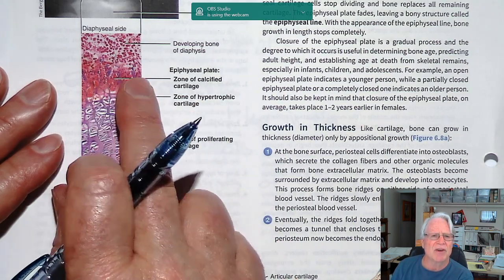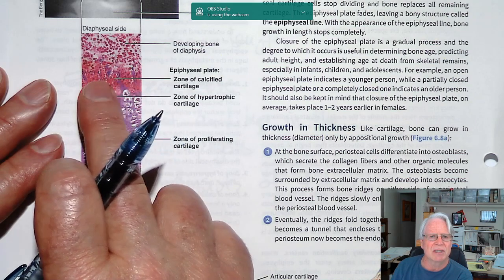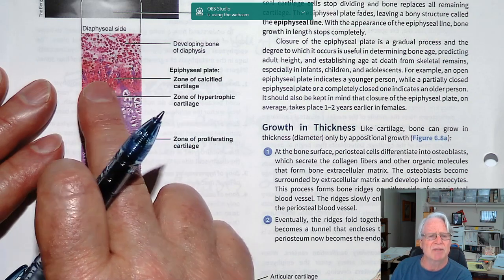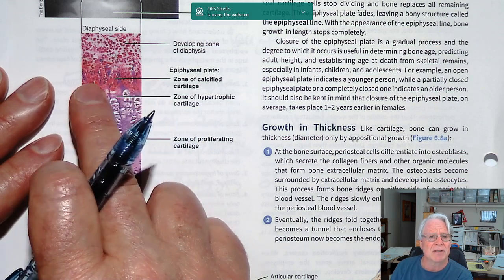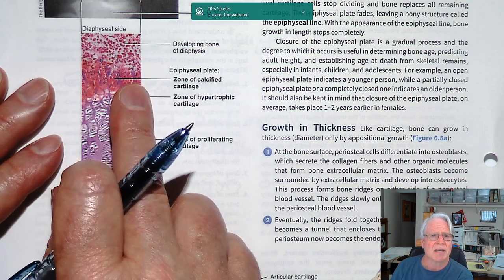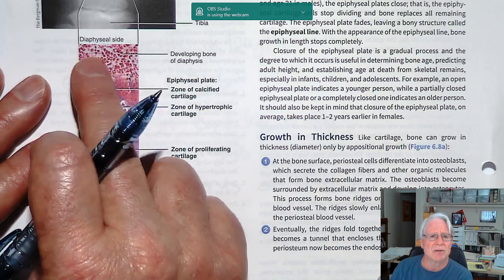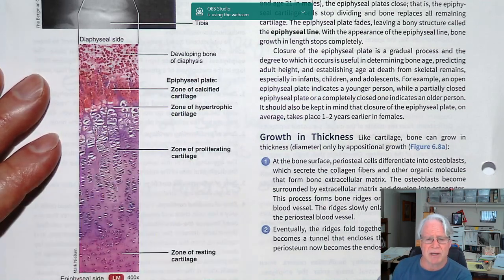And then we have a very thin layer, which is right here. This is the calcified cartilage. So this is dead material. The cells are no longer living here, and the cartilage itself is calcified. And then we actually get to spongy bone, that region right there.